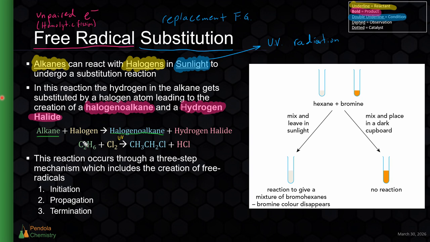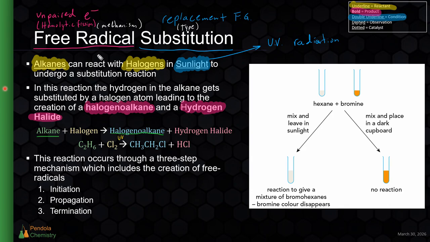So how exactly does this reaction happen? Because I mentioned that for some reactions, you will need to know the mechanism. Not just that an alkane becomes a halogenoalkane with the help of a halogen, also creating a hydrogen halide, but how does this happen? Well, this reaction is going to occur through a three-step mechanism that includes the creation of a free radical. One of the things we can get from the name is that substitution is the type of reaction, whereas free radical is the mechanism of the reaction. So this is a substitution reaction that happens through a free radical mechanism.